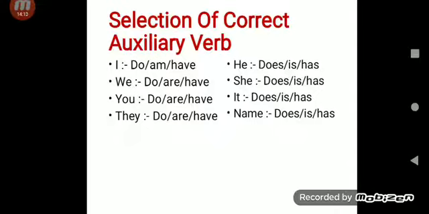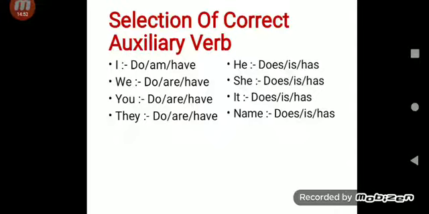If we is a subject, then you have to select do from present simple tense, are from present continuous tense, and have from present perfect or present perfect continuous tense. If you is a subject, then you have to select do from present simple tense, are from present continuous tense, and have from present perfect or present perfect continuous.